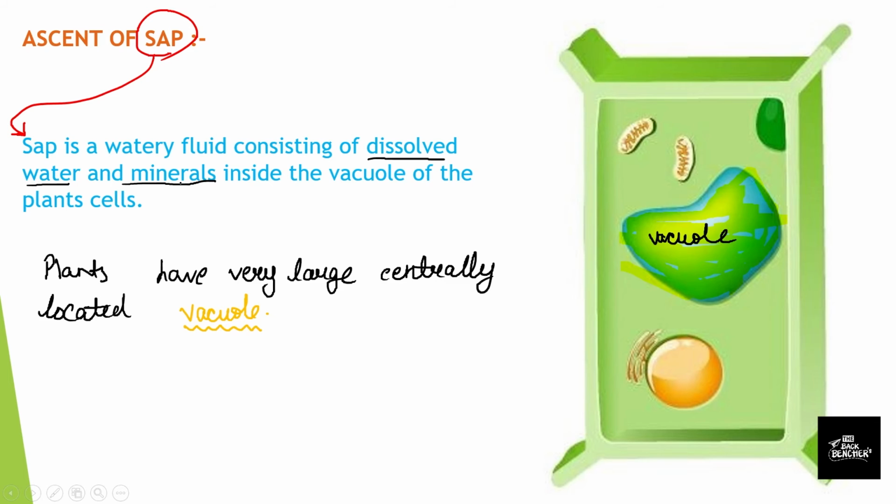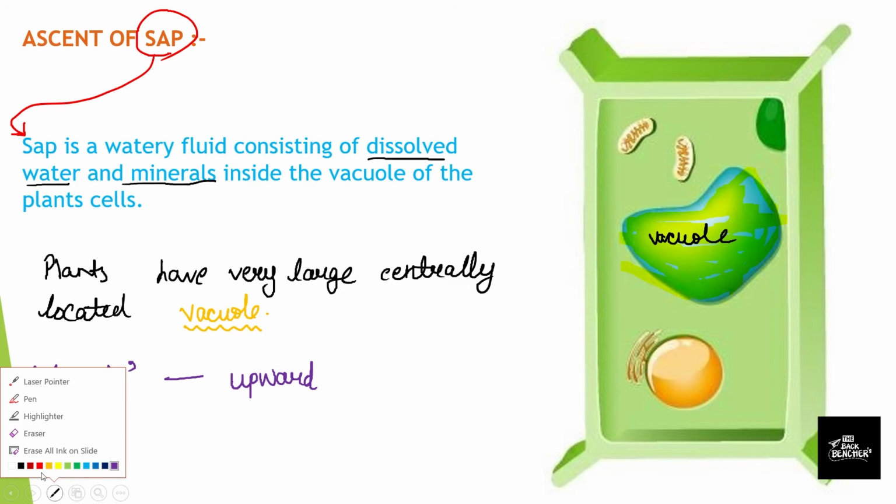Now, how is this ascent of sap phenomenon related to root pressure? You all know the meaning of sap. What is sap? Sap is basically a watery fluid. What is ascent of sap? Ascent of sap is nothing but the upward movement of sap. The word ascent means upward or ascending. When we say ascending, it means something is moving upwards. So ascent of sap means the upward movement of sap.